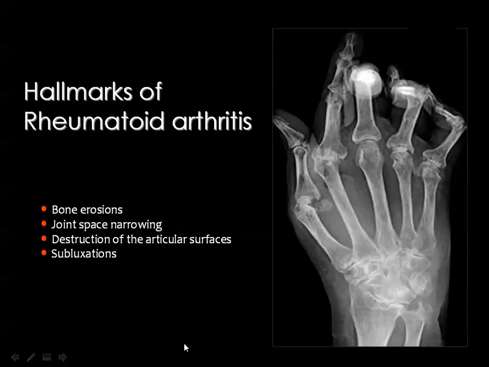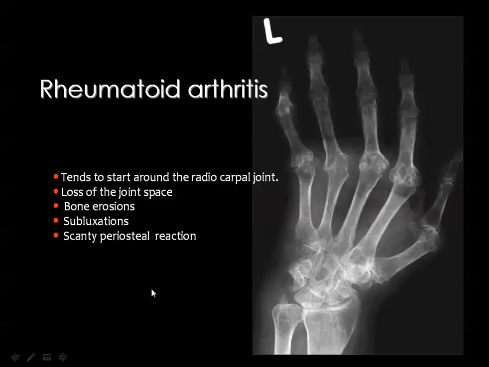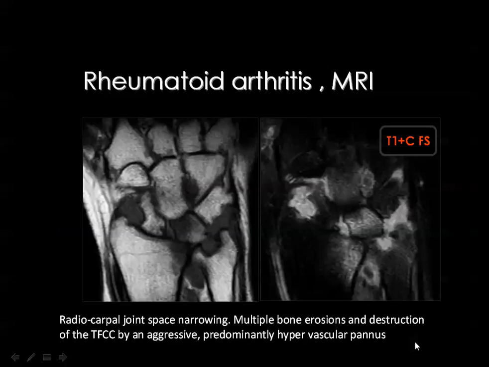Then the important landmarks of rheumatoid arthritis will include bone erosions, which affect the articular surface late in the disease, joint space narrowing, destruction of the articular surfaces, and subluxation. And here you can see some of the changes in the intercarpal joints with loss of the joint spaces and bone erosions, and all these changes are also well appreciated in the metacarpophalangeal joints.